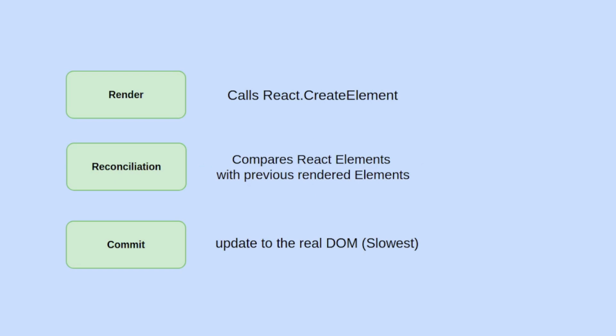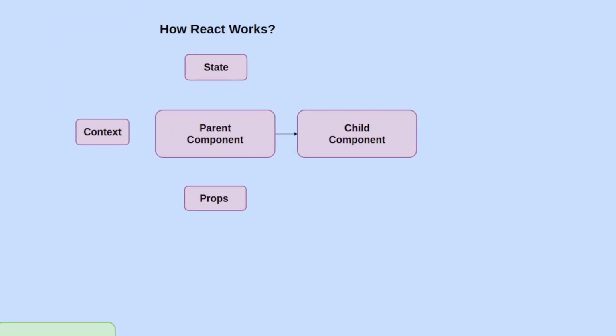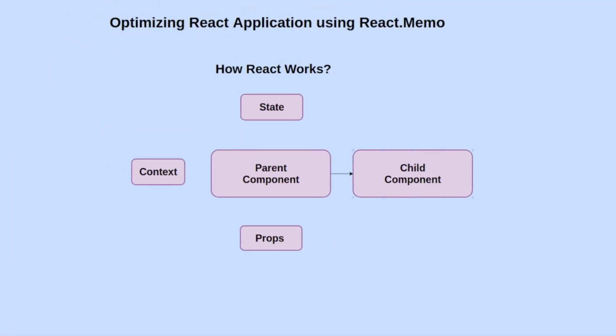So this way, it is not necessary that if my child component is getting re-rendered, it is always going to be costly unless my commit phase is done. I hope that now we have a basic understanding of how React actually works, how it will re-render, and how the commit phase will happen. Now let's dive into the code base.